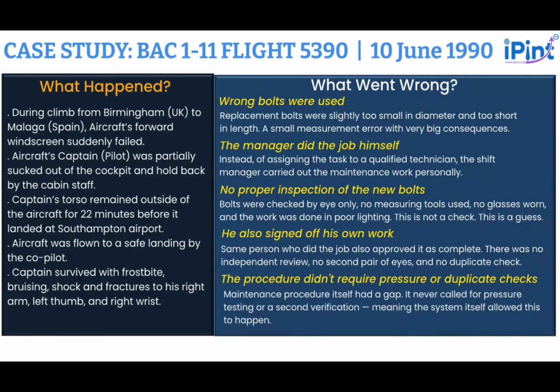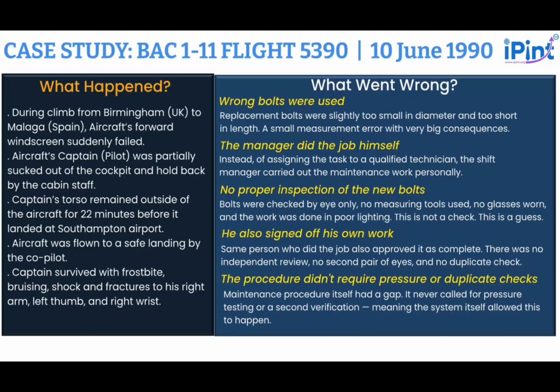So what does Flight 5390 teach us? It tells us that a near-fatal accident can be traced back to a single maintenance task carried out the night before by one person in the dark with the wrong bolts and no one checking behind them. Not a mechanical failure, a human one, from start to finish.